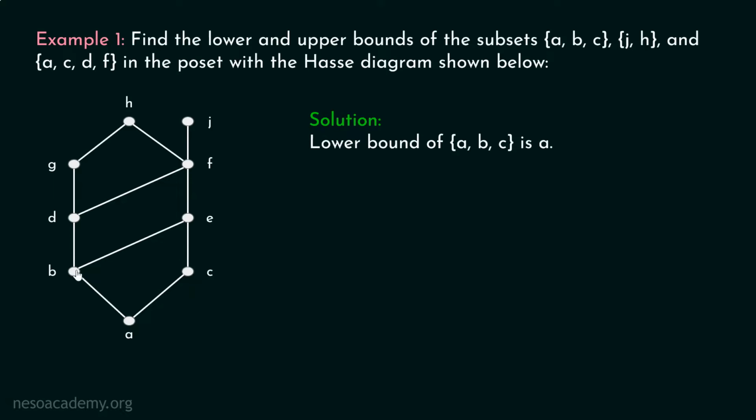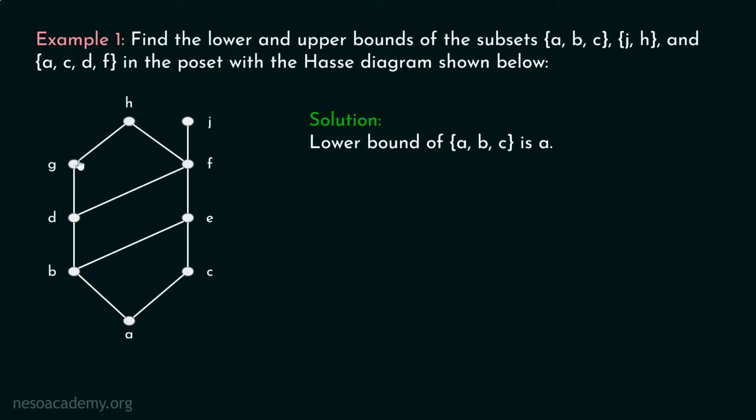You can see there is a path from B to F, C to F and A to F. Then there is a path from B to J, C to J and A to J. Similarly, there is a path from B to H, C to H and A to H.